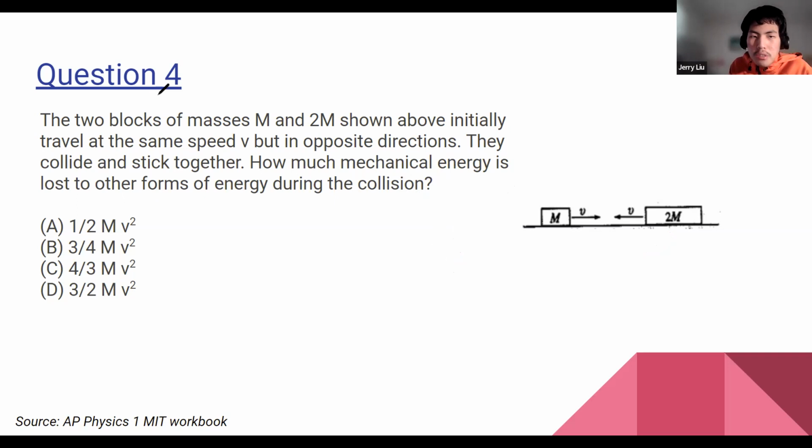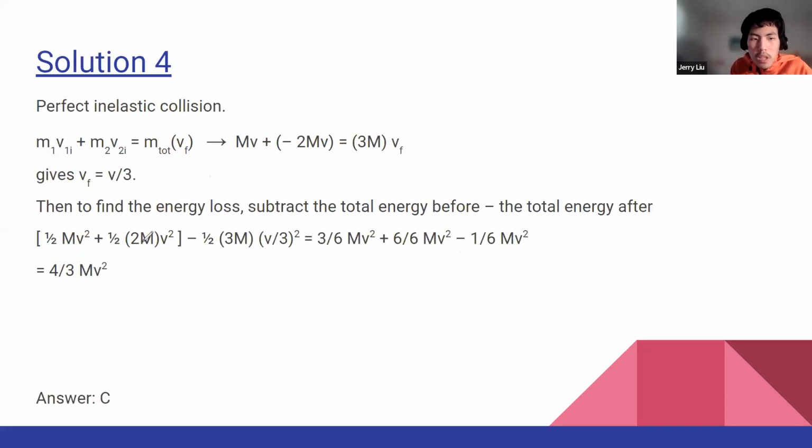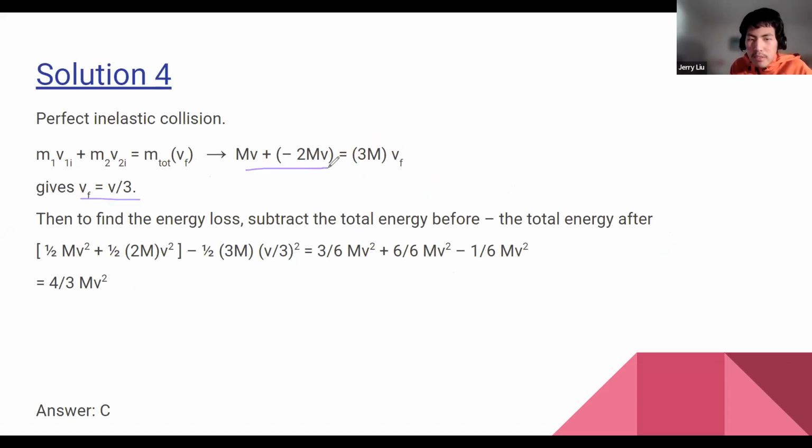So let me show you. So basically, Vf, since the net momentum is negative 3m, is negative mv, and the total mass is 3m. Vf equals v over 3 in the negative direction.